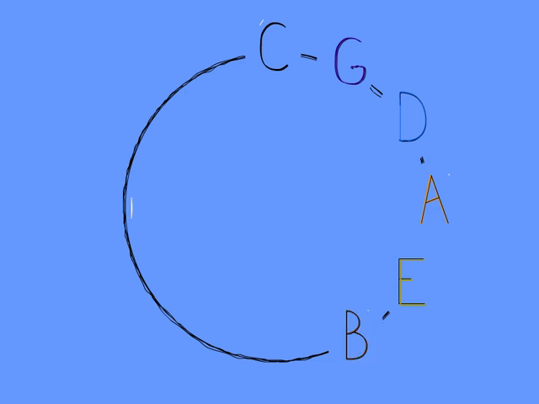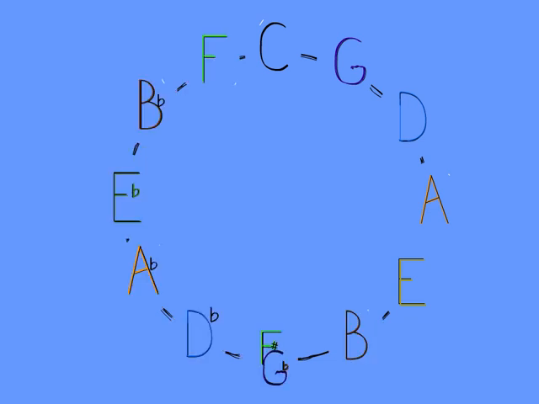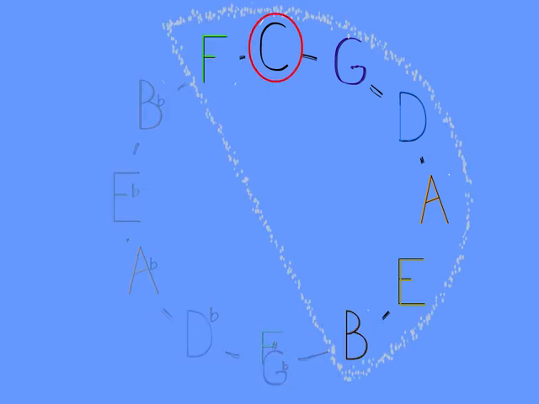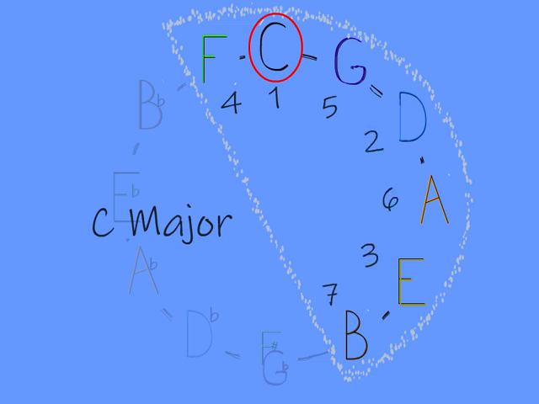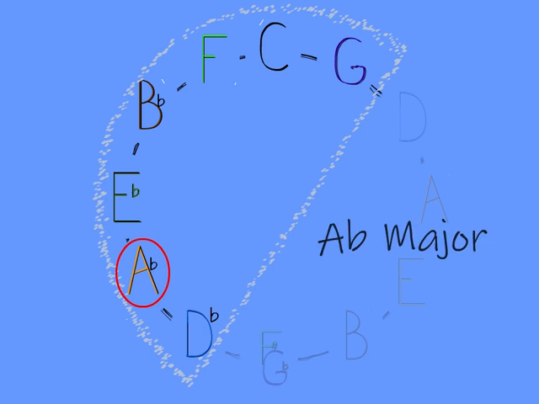Let's see what a major scale looks like on the circle. Here's the C major scale. All of the notes, while not in chromatic order, are grouped together. In order, they're the 4, the 1, the 5, the 2, the 6, the 3, and the 7 note. This is true of any scale.